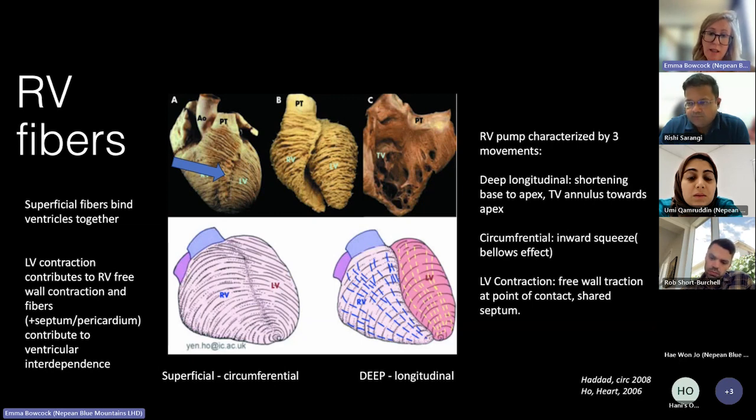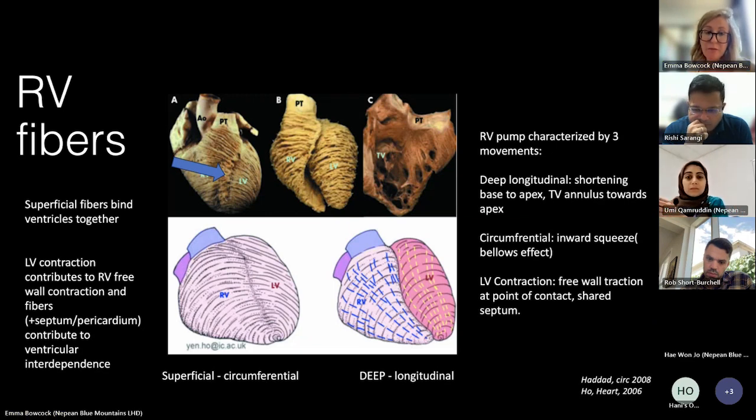See the whole heart, as we say, because that ventricular interdependence, the impact of one ventricle on another, both in terms of size, geometry, and functionality, is important. And so these shared superficial fibers, these points of contact, the septum and the pericardium, all of these are going to contribute to that ventricular interdependence, which we talk about a lot in the critical care setting. There are some nice papers talking about this, Haddad and Ho, just a reference there if you want to read more about it.